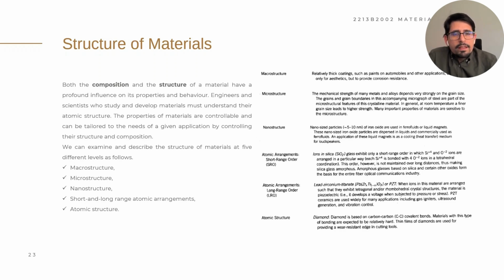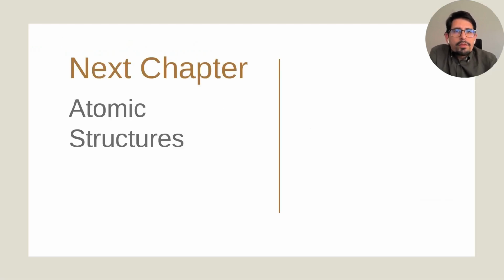At the atomic scale, materials like diamond with strong carbon-carbon covalent bonds exhibit extreme hardness, making them suitable for cutting tools. Understanding these structural levels helps to manipulate material properties for specific applications in electronics, energy, mechanical, and all of the engineering disciplines. In this chapter, we explored how material structure influences its properties and applications across various engineering fields.